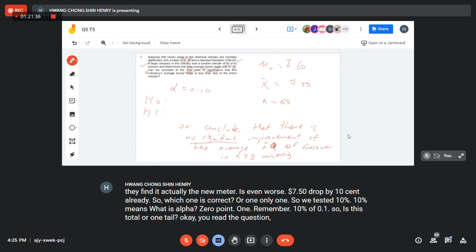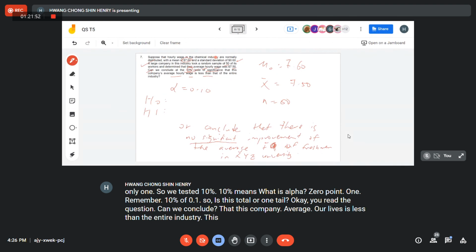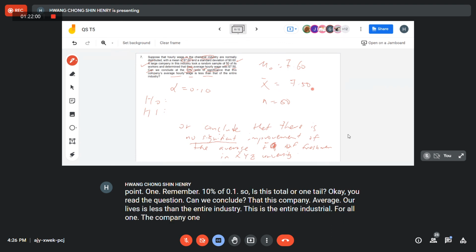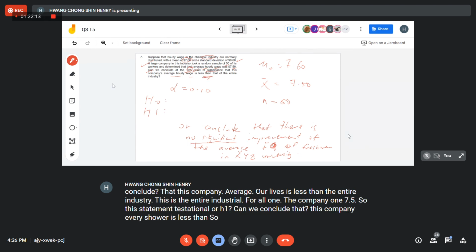Okay, you read the question. Can we conclude that this company average hourly wage is less than the entire industry? This is the entire industry, the old one. The company one, 7.5. So this statement has H0 or H1? Can we conclude that this company average hour is less than? So are we testing H0 or H1?